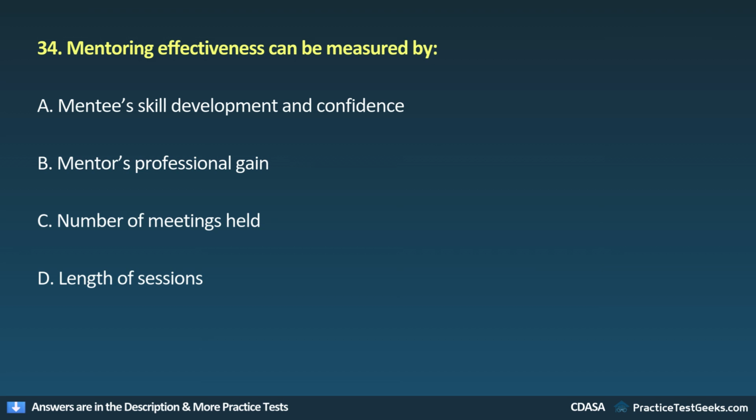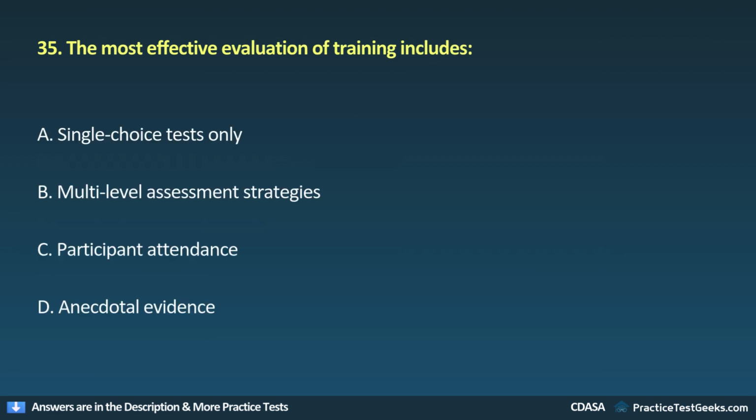34. Mentoring effectiveness can be measured by: A. Mentee's skill development and confidence. B. Mentor's professional gain. C. Number of meetings held. D. Length of sessions.